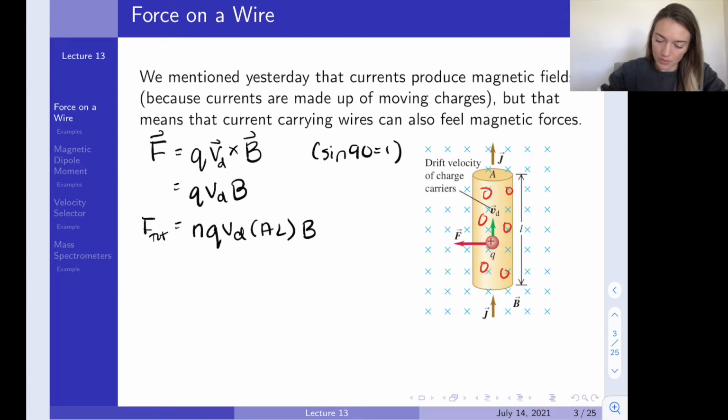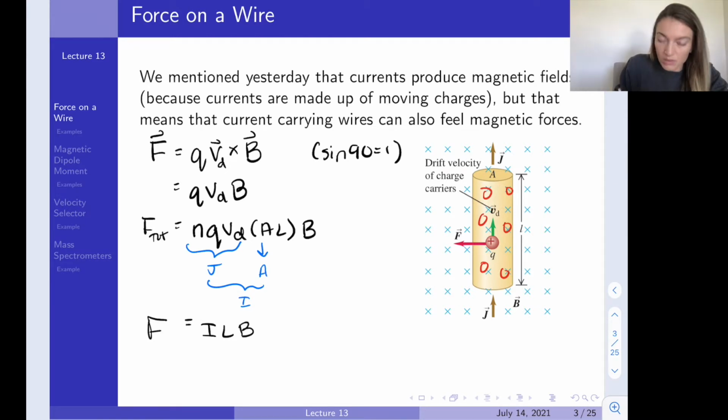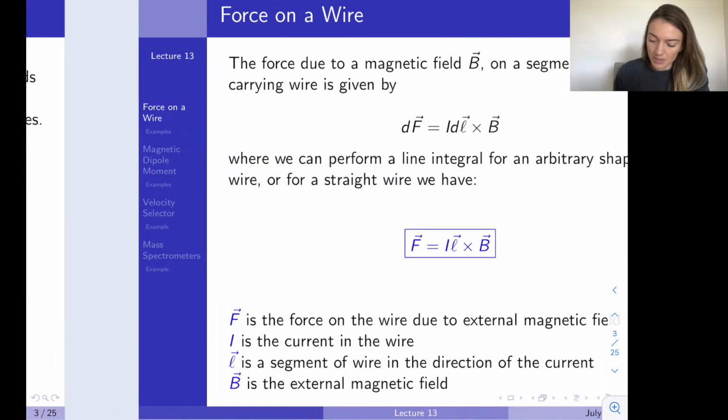So now I can notice that nqvd is my current density, and then I have an A here, and the current density times the cross-sectional area is the current. So J times A is the current. So I can rewrite all of this here, nqvdA, this is all just equal to I, the current. So I times, I still have that length L, times B is going to be my total magnetic force on that wire. So we can write this in more general terms.